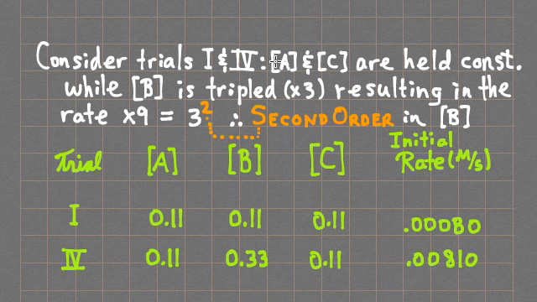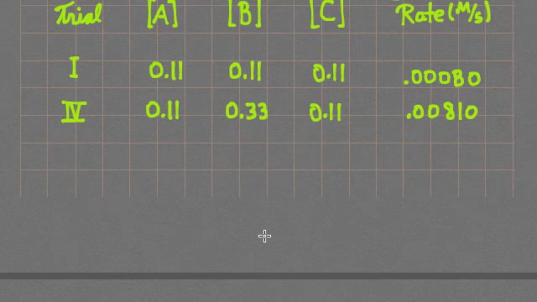So in trials 1 and 4, A and C are held constant, B triples, resulting in the rate multiplying times 9. 9 times 8 is 72. And so how does the 9 relate to the tripling of the B concentration? The answer is it's tripled to the squared power. 3 squared is 9. Our next example might shed a little bit more light on a different way to look at that, but it's indeed second order in B.